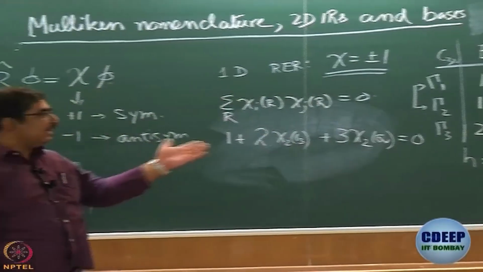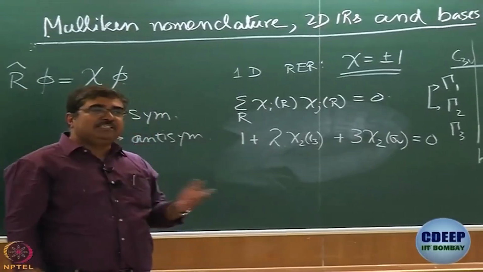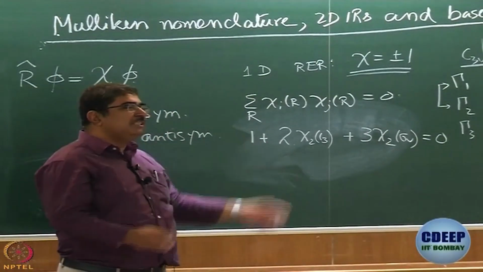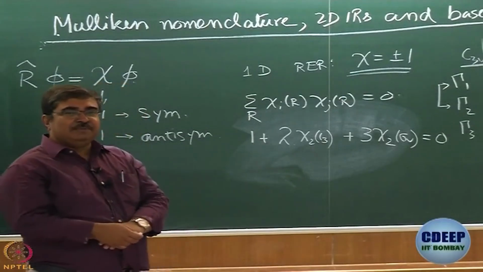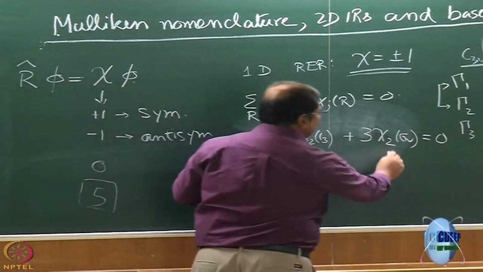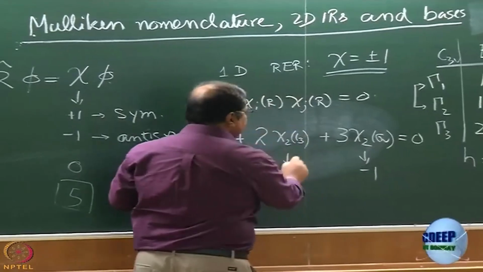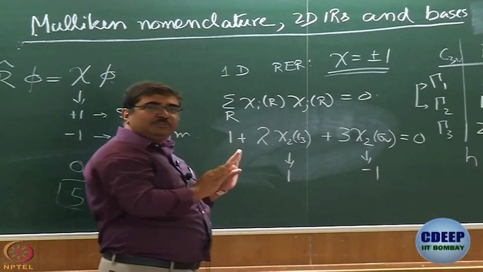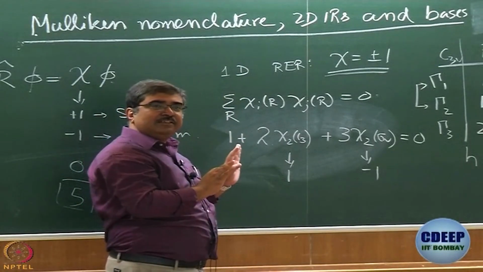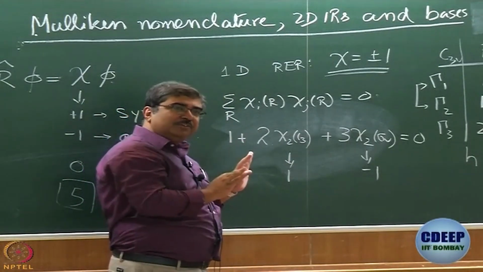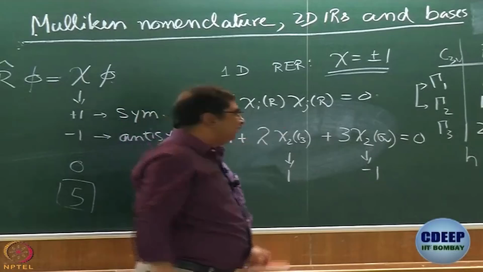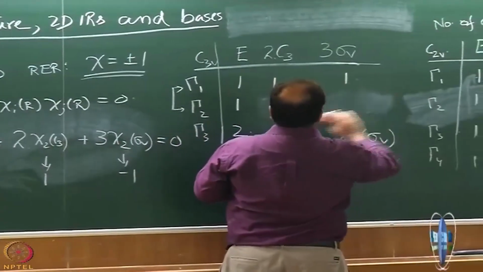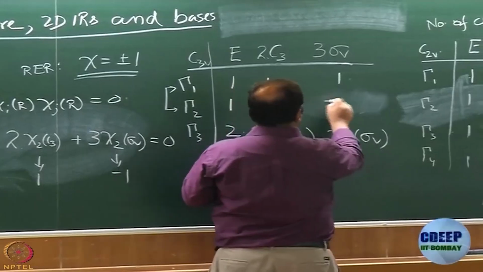And let us not forget that gamma 2 is one dimensional. So, the chi's have to be either plus 1 or minus 1. Which one is plus 1, which one is minus 1? Very simple. This is minus 1, this is plus 1. Simple. Any doubt? Any question? Sure? Can I substitute there? Plus 1, minus 1.